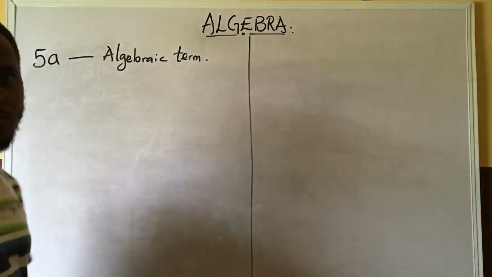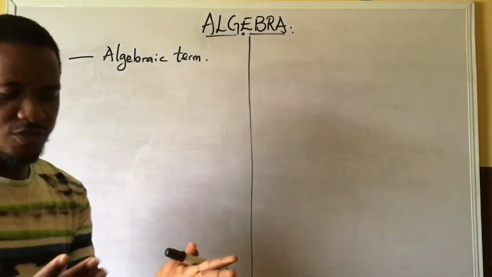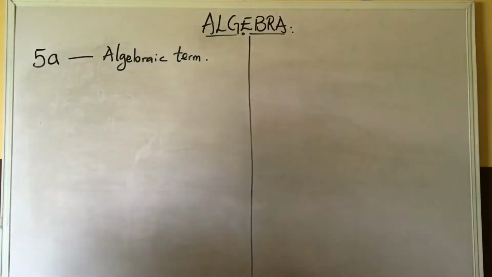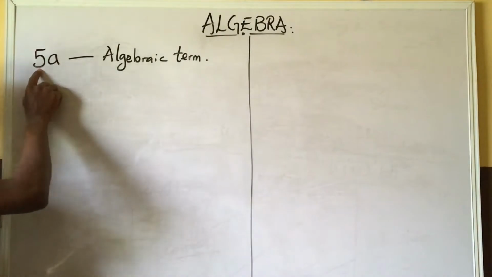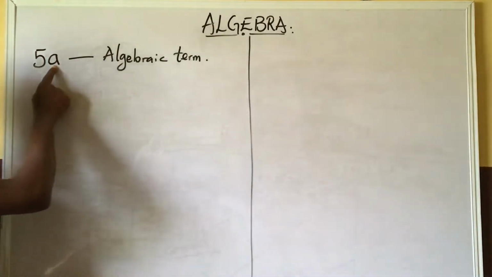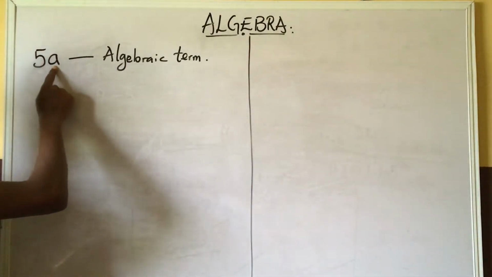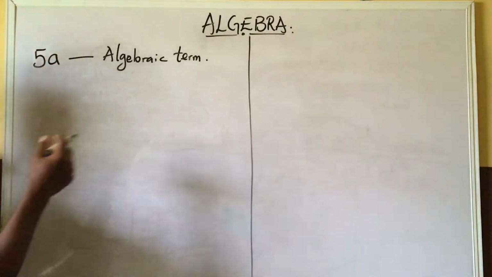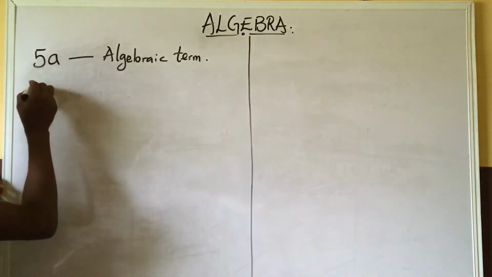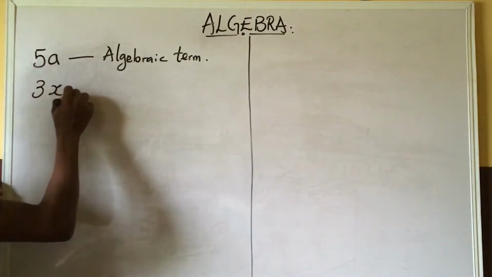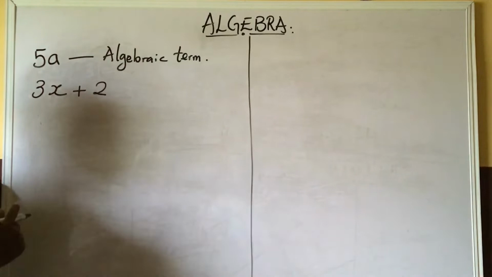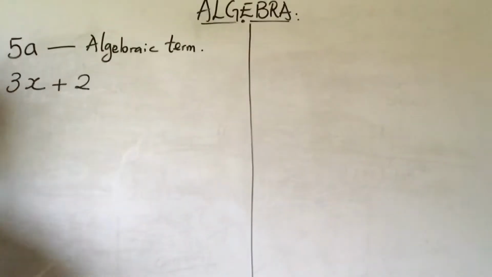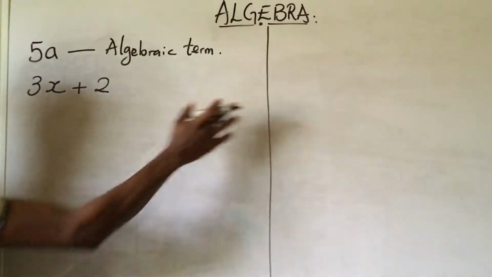So algebra is the coming together or the coexistence of both numbers and what? Letters. That's correct. So like you can see, this is 5, this is a number, and this is a, this is a letter. So now let me show you an example of an algebraic term. For example, 3x plus 2. Now what you're seeing right here, 3x plus 2, is an algebraic term.